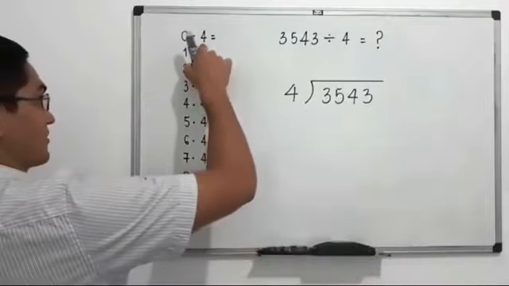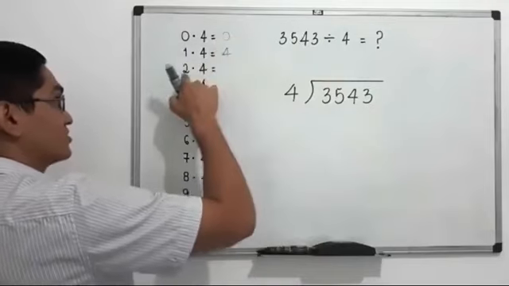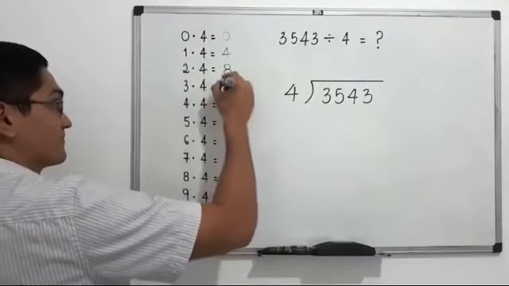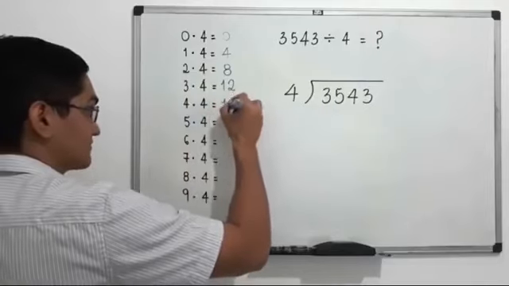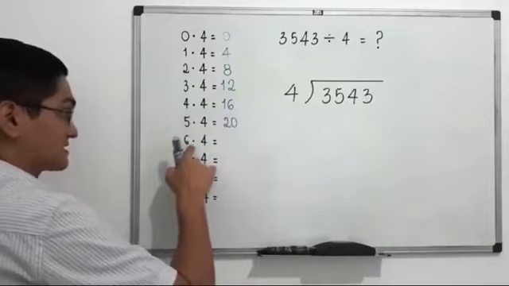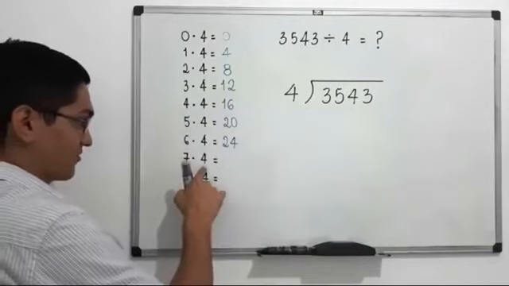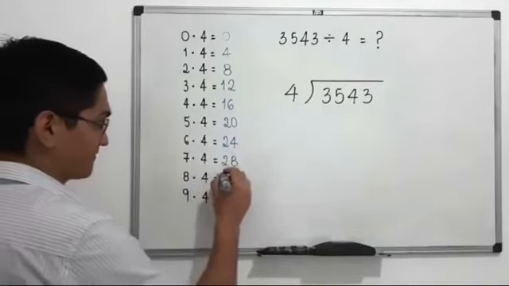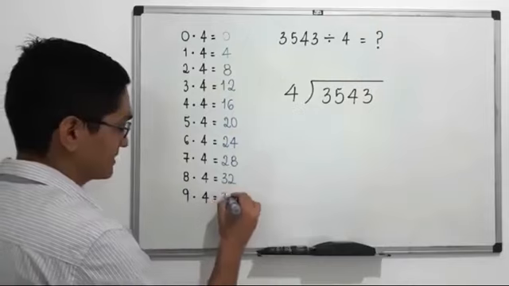0 times 4, 0. 1 times 4, 4. 2 times 4, 8. 3 times 4, 12. 4 times 4, 16. 5 times 4, 20. 6 times 4, 24. 7 times 4, 28. 8 times 4, 32. 9 times 4, 36.